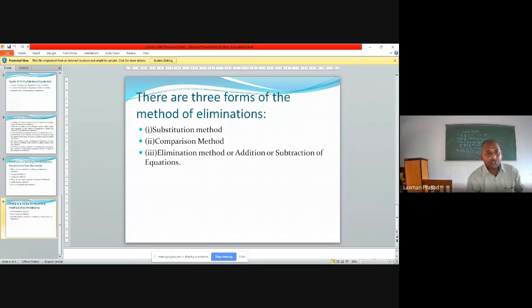So first equation is x minus y equals 2. So x equals 2 plus y. While transferring, the sign will be changed. Minus, going to the right side, becomes plus. So x equals 2 plus y. So the value of x equals 2 plus y.